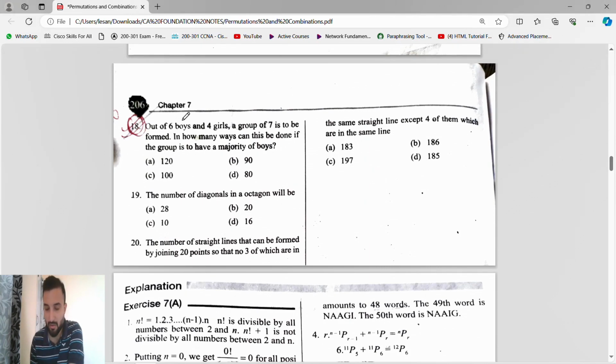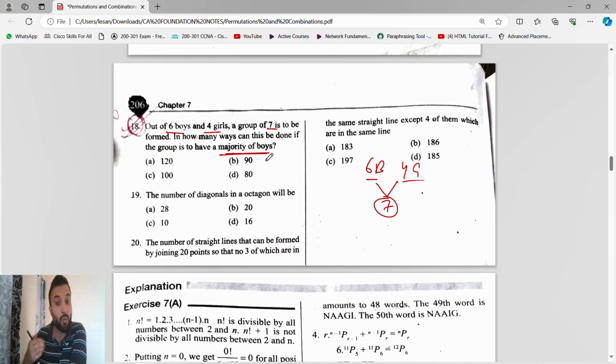Okay, now next we will see this question. Out of 6 boys and 4 girls, we have to make a group of 7. In how many ways can this be done if the group is to have a majority of boys? So whatever group you make, the boys should be in majority. Boys in majority means it can be 4 boys and 3 girls, right?